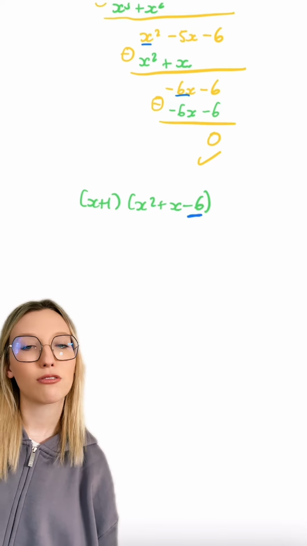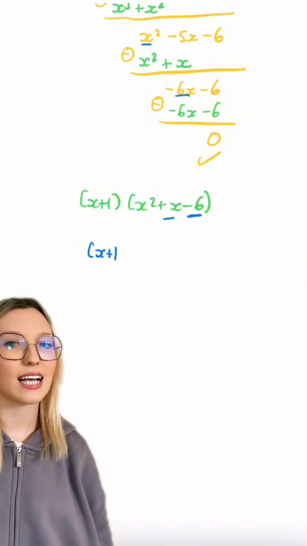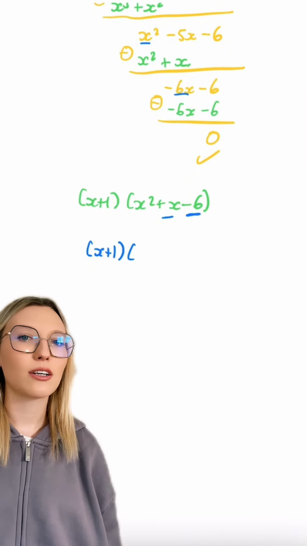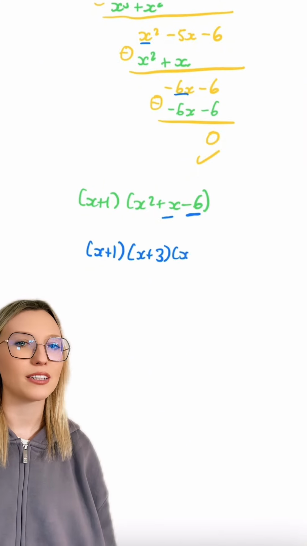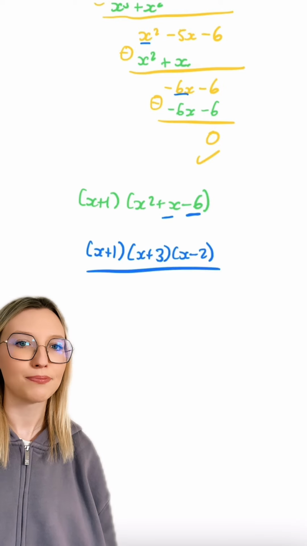We then just need to factorise the quadratic, looking for a factor pair of minus 6, adding together to give us 1. And we can see that that's going to be x plus 3, x minus 2. So this is our answer factorised.